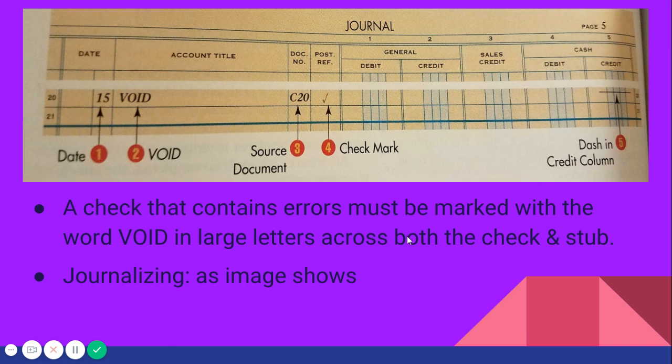If there was any errors on the check, like numbers or who's for, you would always just void the check. You would write the word void across the check and the check stub. And then when journalizing it, you would simply just write void for the account title and a dash over here on the cash saying nothing was taken out.